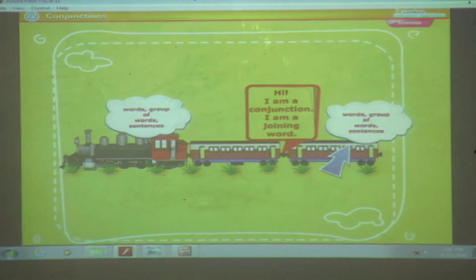And in this way we have finished with today's lesson, lesson number 22, conjunctions. I hope that you have understood what we have learned. So what have we learned, students? Yes, we have learned about conjunctions, that conjunctions are nothing but joining words. They join words, groups of words and sentences. And which conjunctions have we learned? Yes, and, but, because, or. The definition which I have told you on page number 66, you have to learn it.